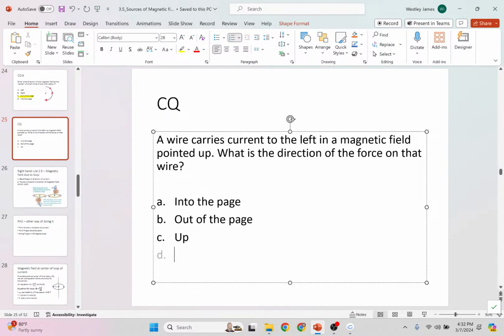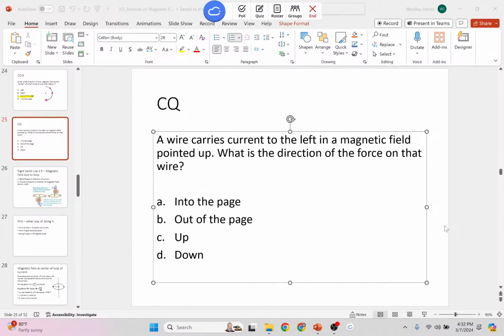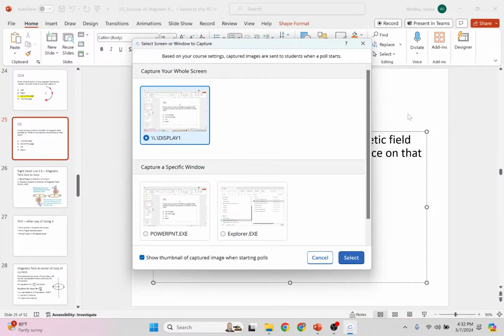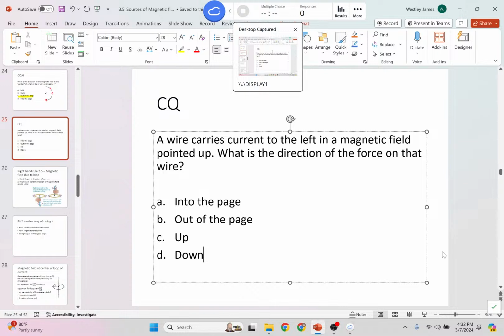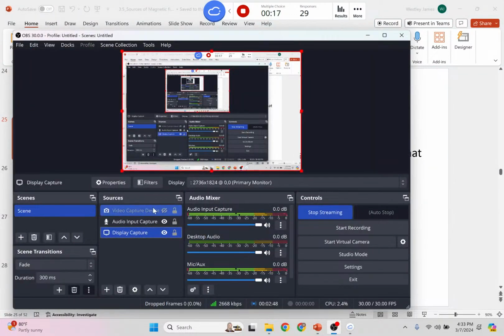Really the challenge at this point is the right-hand rules. The math is whatever, but the right-hand rules are the funkiest, so that's what we've practiced the most in class. So, a wire carries current to the left and a magnetic field pointed up. What is the direction of the force on that wire? A reminder to you all, it is helpful to draw a picture. That's how I will start explaining it. You can certainly try it without the picture, but that is always the recommended strategy. Just do a quick little sketch.